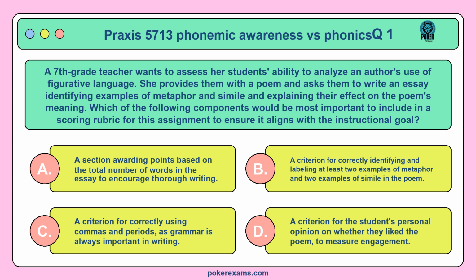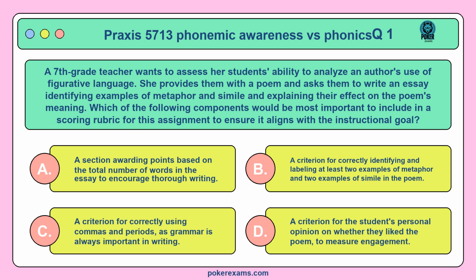Question 1. A 7th grade teacher wants to assess her students' ability to analyze an author's use of figurative language. She provides them with a poem and asks them to write an essay identifying examples of metaphor and simile and explaining their effect on the poem's meaning. Which of the following components would be most important to include in a scoring rubric for this assignment to ensure it aligns with the instructional goal?